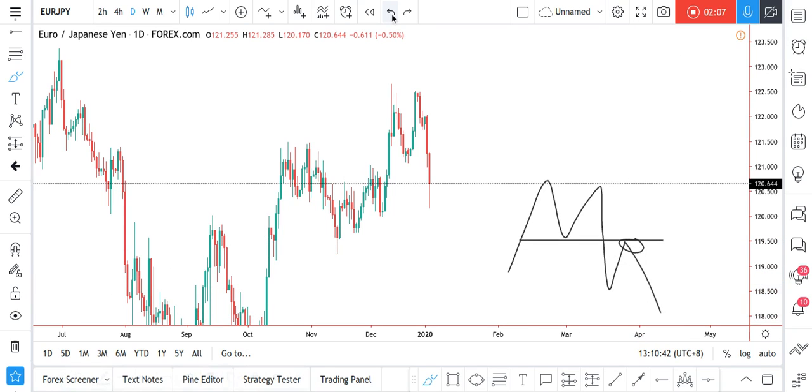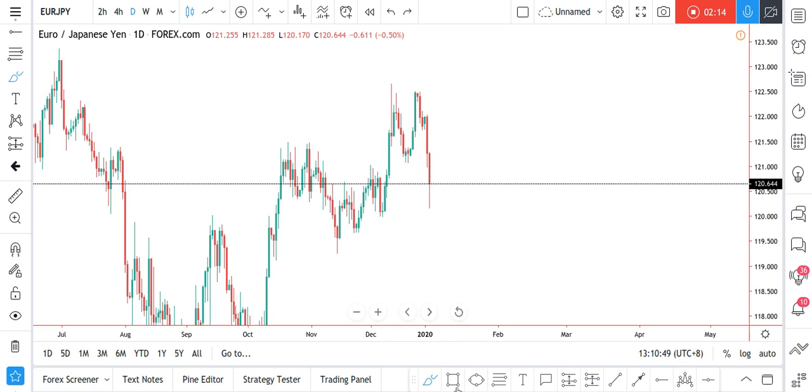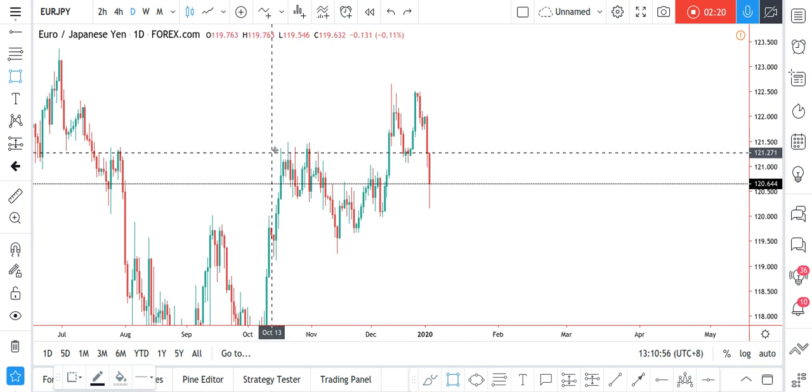So what we have on the monthly is a nice bearish market, what we have on the weekly is a nice bearish market, and what we have on the daily is a short retracement to retest previous support, now turned resistance, and then we can find further continuation to the downside.